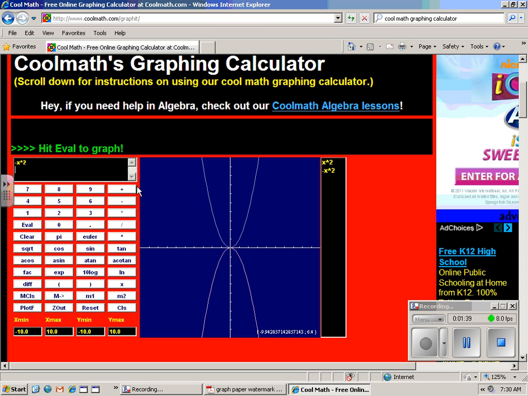So remember this, take a little note. If there's a negative in front of the x squared, you're going to have an upside down parabola. It's going to open downwards. If you have just a regular x squared graph, it's going to open upwards.